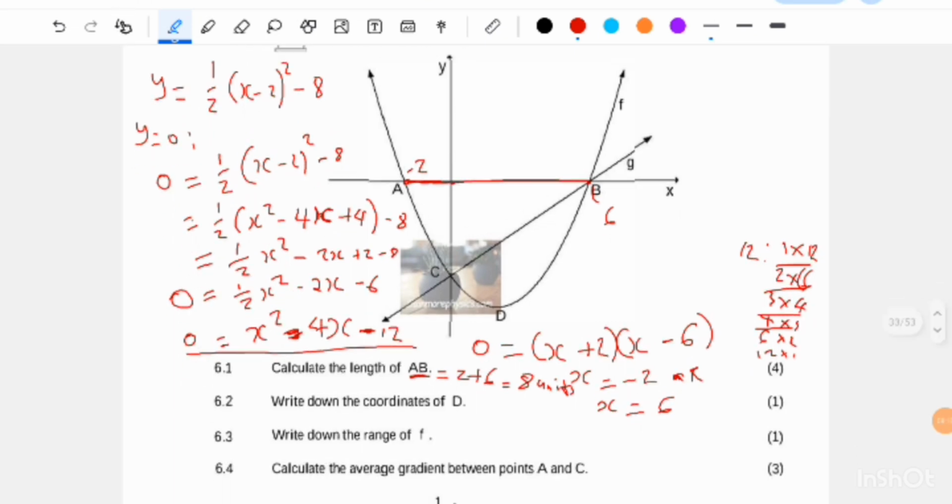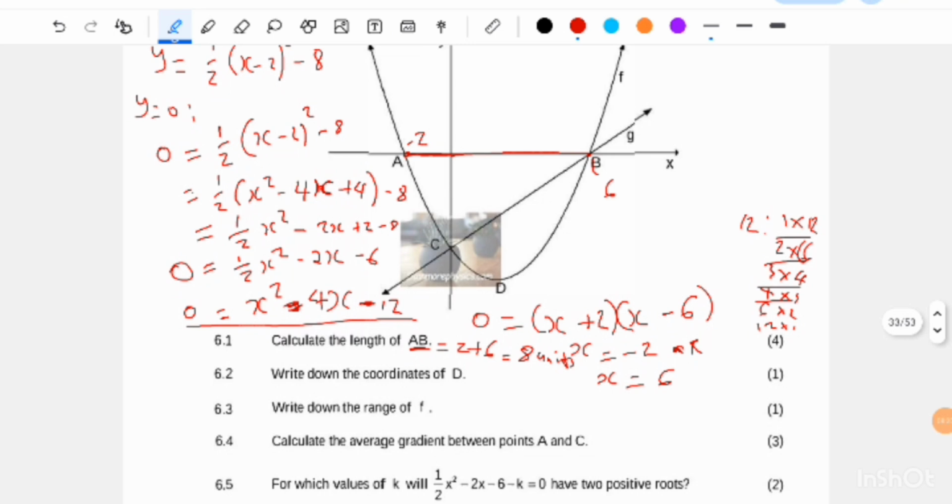Okay. Now let's move on. Write down the coordinates of D.